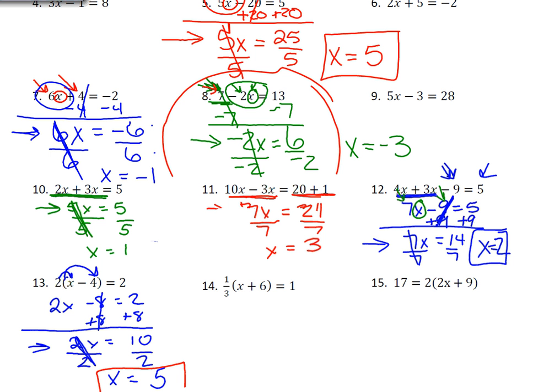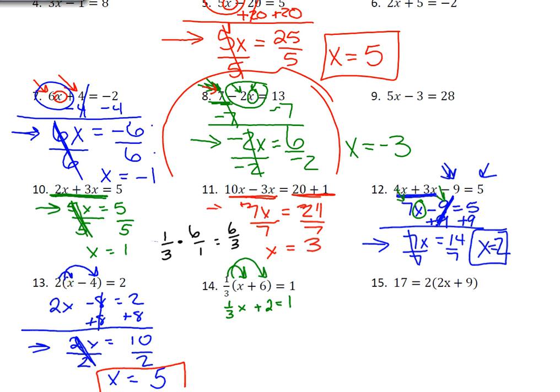Alright, let's try 14. So same thing on 14. We need to start by taking the number on the outside times each number on the inside. So 1/3 times x is 1/3 x. 1/3 of 6. Let me do it up here real quick so you can see it. 1/3 times 6 over 1 is 6 over 3, which is 2. 6 divided by 3 is 2.